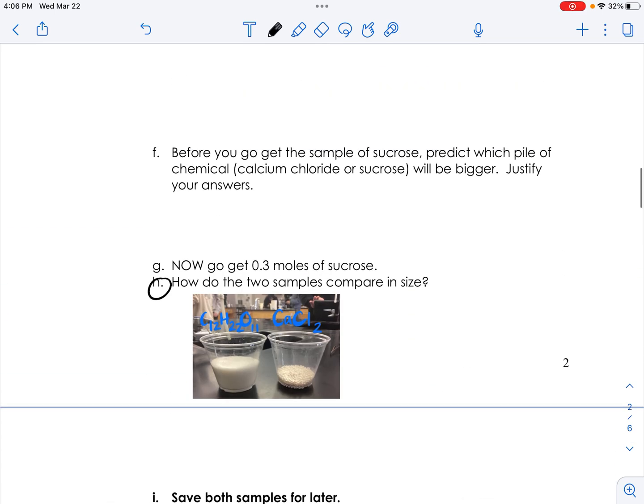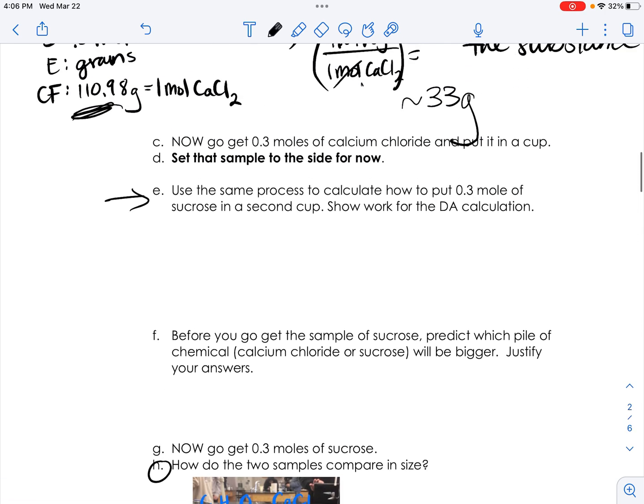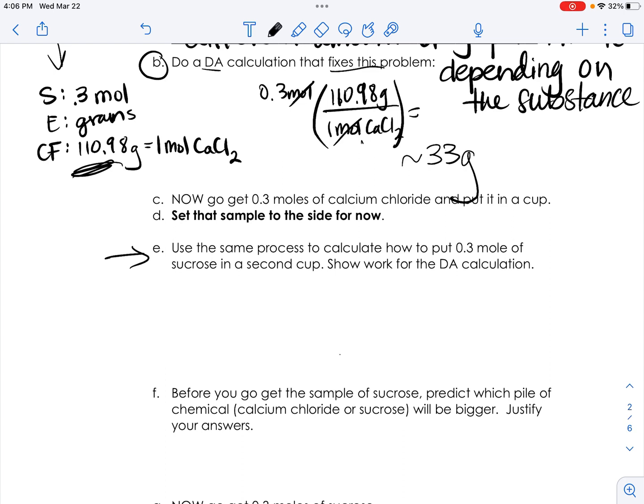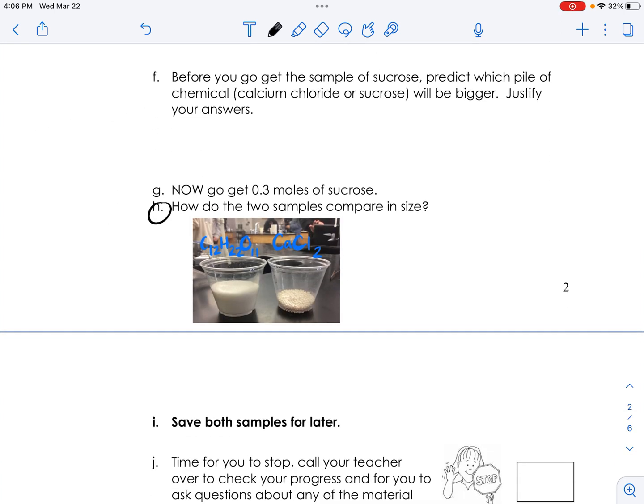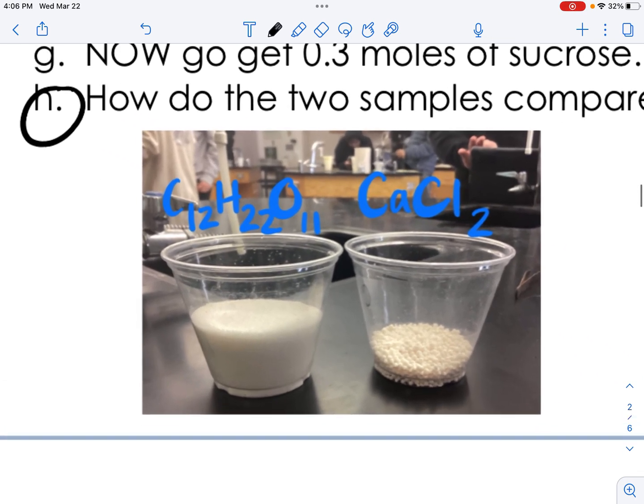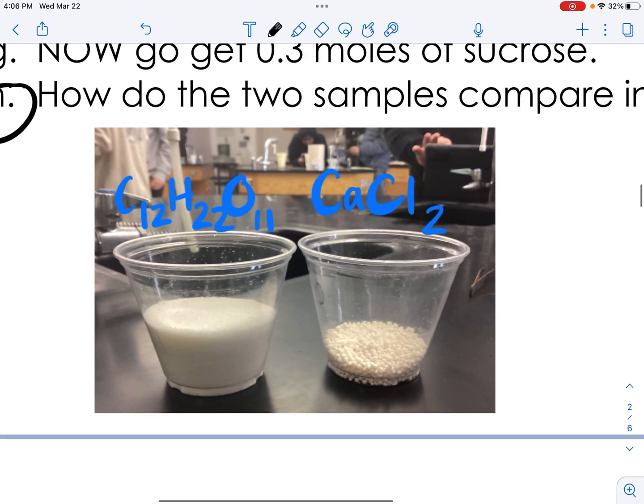Down here, it's saying, before you get the sample, predict which pile of chemical will be bigger. You guys could predict based on the numbers up here, which one you think will be bigger. Then it says, now go get the mass of sucrose, or the 0.3 moles of sucrose. I have a picture here for you to look at. You can pause here if you want to look at it for longer.